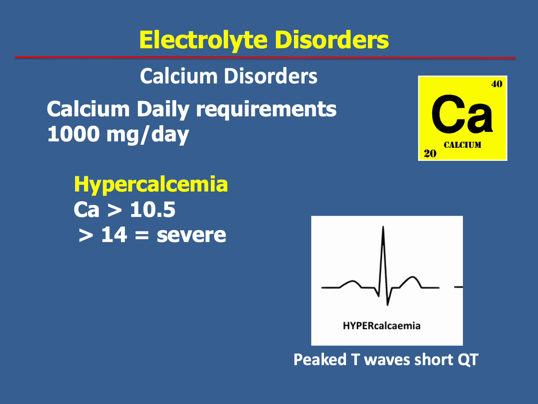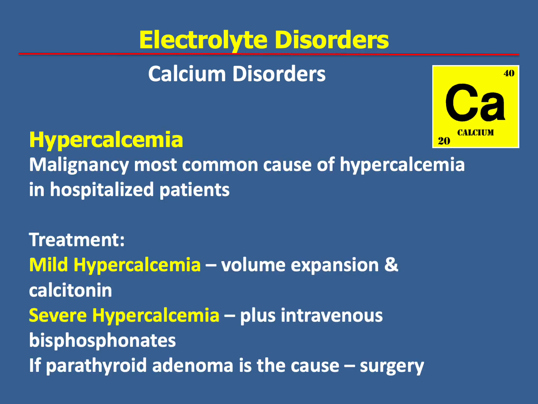Hypercalcemia is a serum calcium of greater than 10.5, and severe hypercalcemia is a calcium of 14 or higher. The ECG findings associated with hypercalcemia are a shortened QT interval and peak T waves. Malignancy is the most common cause of hypercalcemia in hospitalized patients.